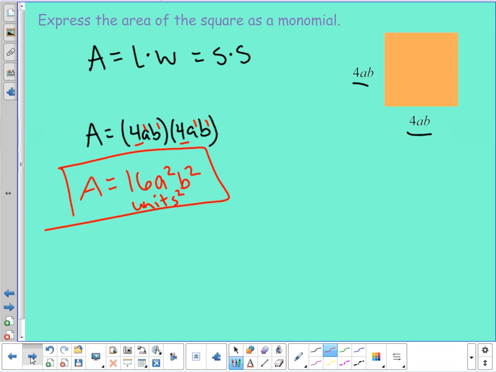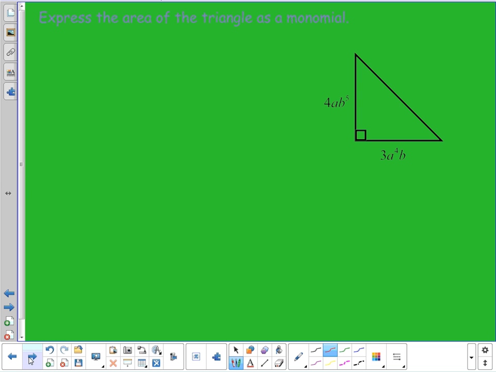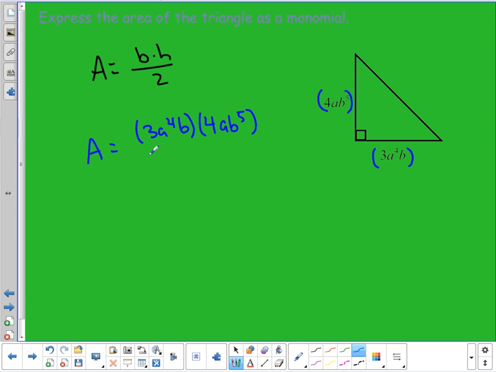If I look at number 12, now I'm expressing the area of the triangle as a monomial. So let's revisit our area of a triangle. Area of a triangle looks like base times height divided by 2. So if I write that out, here's my base, here's my height. I'm going to have 3a to the 4th b times 4ab to the 5th, all divided by 2.